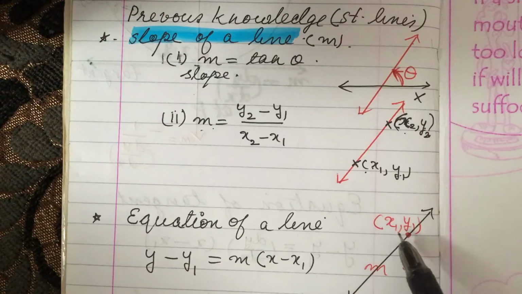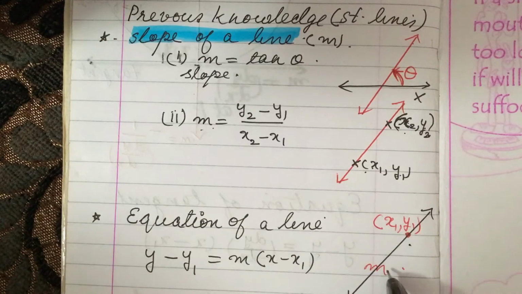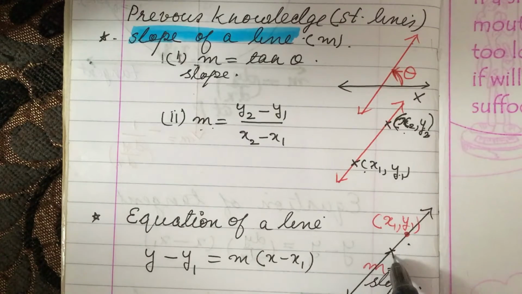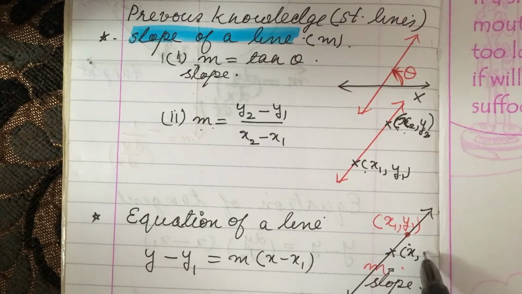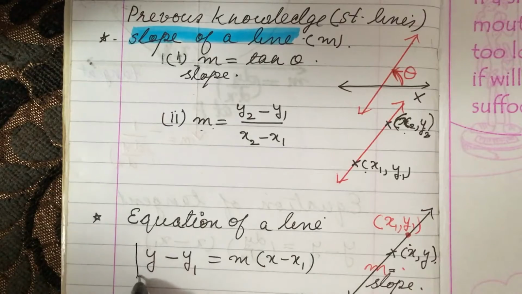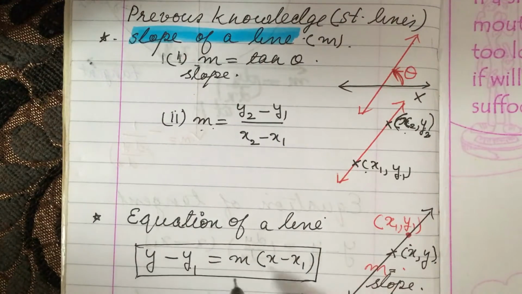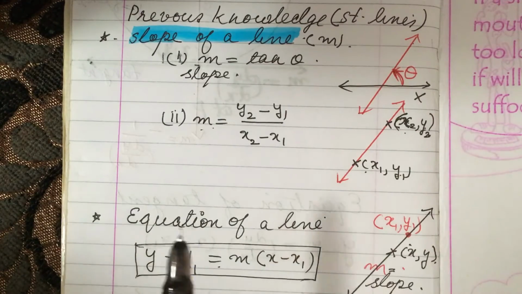Then another concept which you have to have is how to find the equation of a line. If (x1, y1) is a given point on the line and m is the slope of the line, then for finding the equation of the line, we should have a variable point (x, y), and then the equation of the line is y minus y1 equals the slope m into x minus x1.